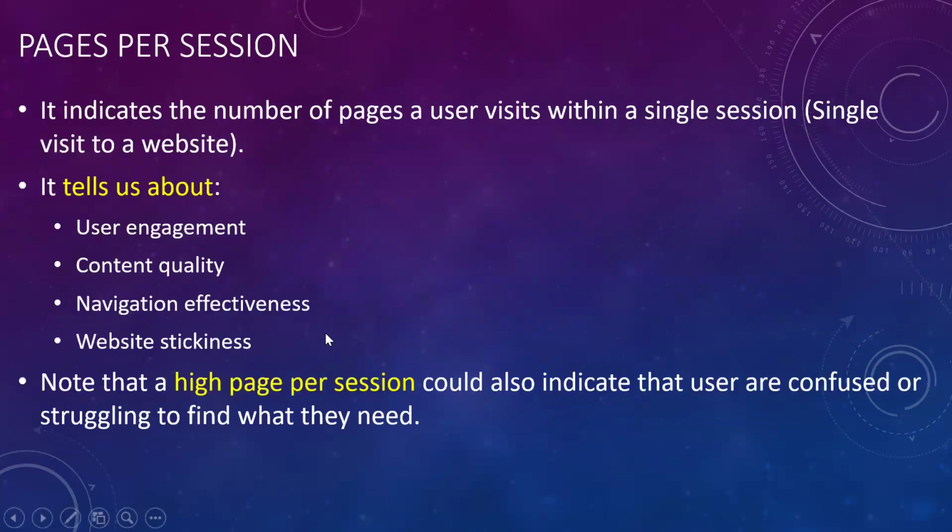Then pages per session. It indicates the number of pages a user visits within a single session, that is single visit to a website. It tells us about user engagement, content quality, navigation effectiveness, and website stickiness. It is noteworthy that a high pages per session could also indicate that users are confused or struggling to find what they need.